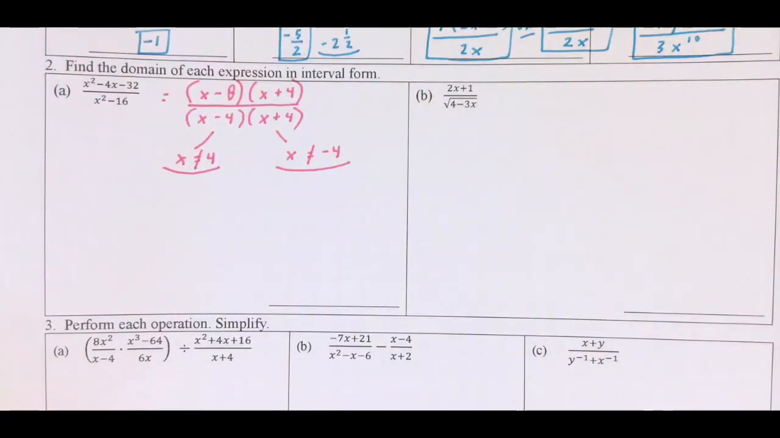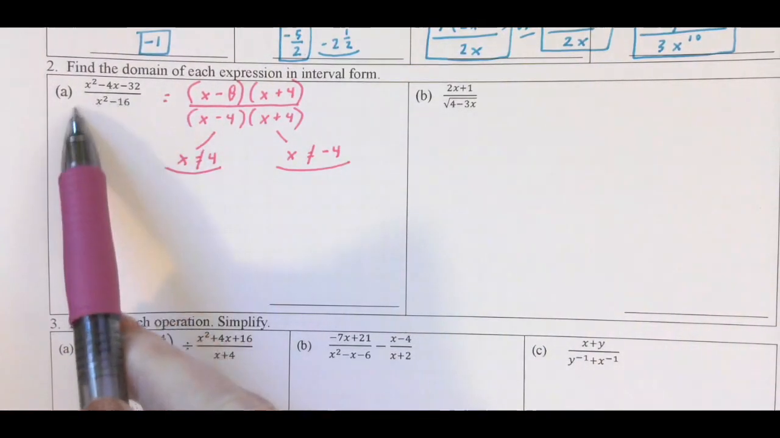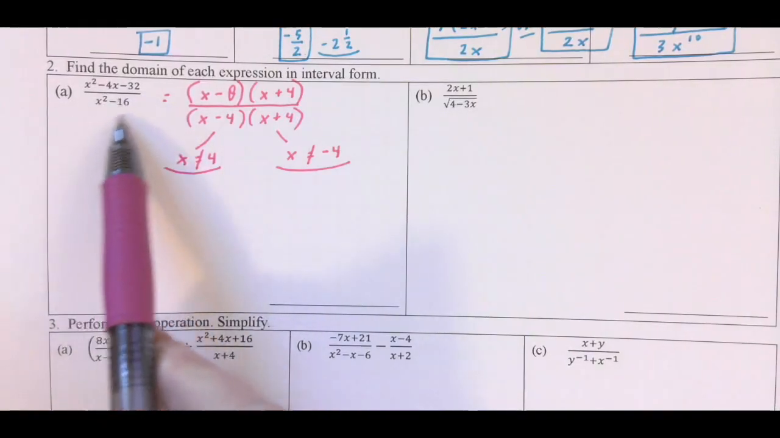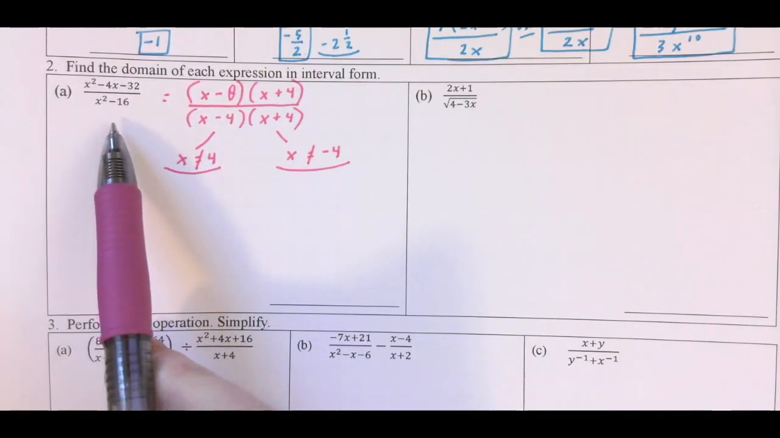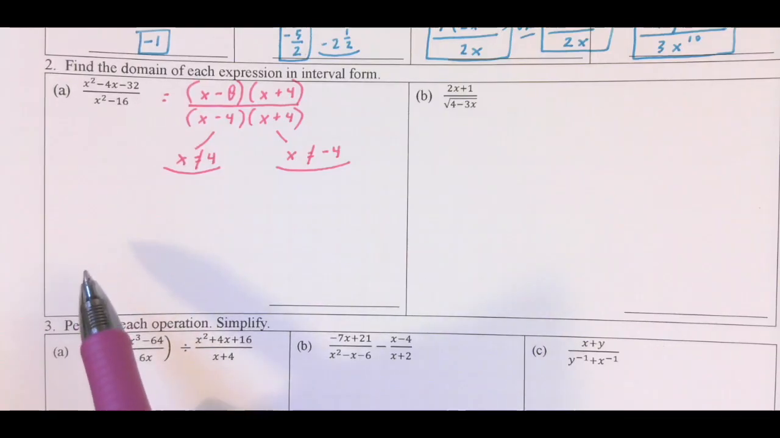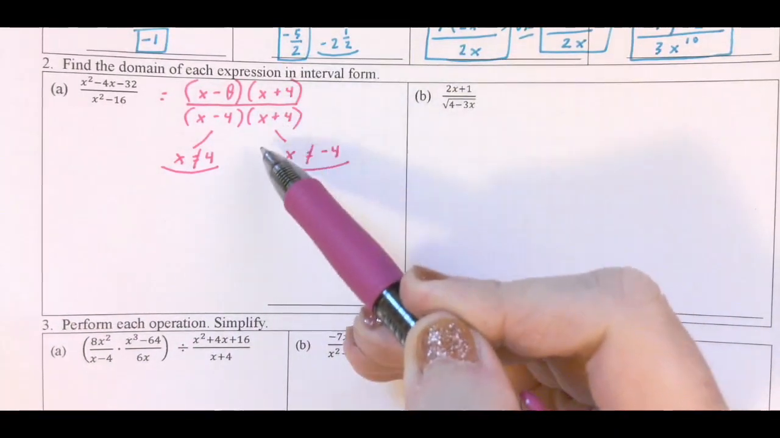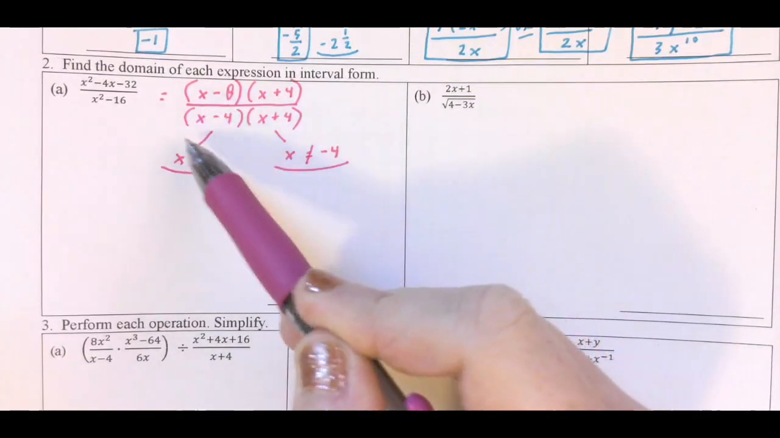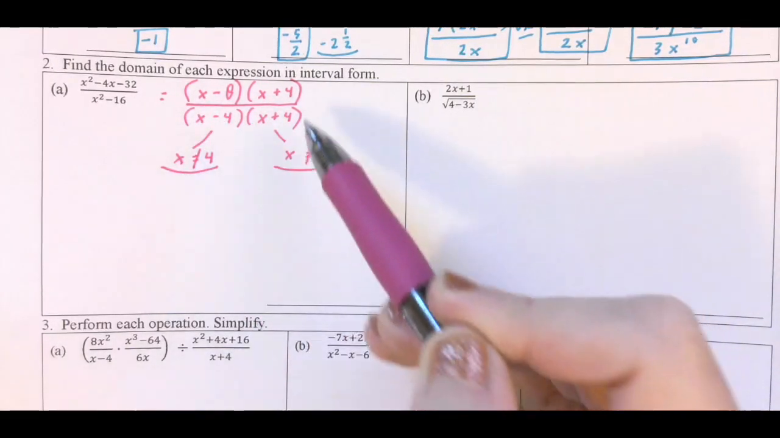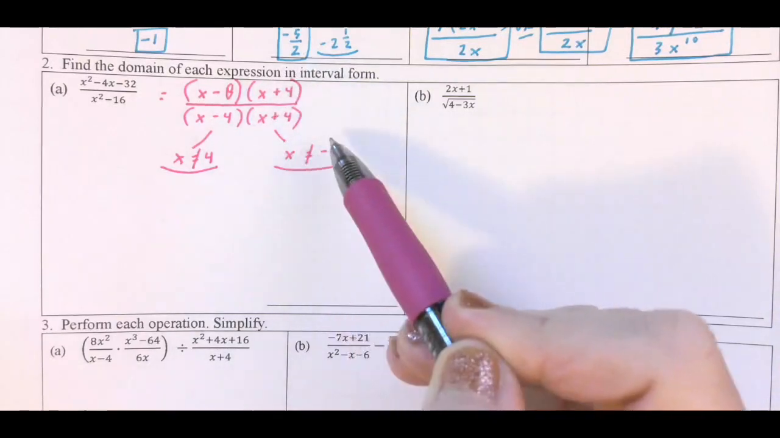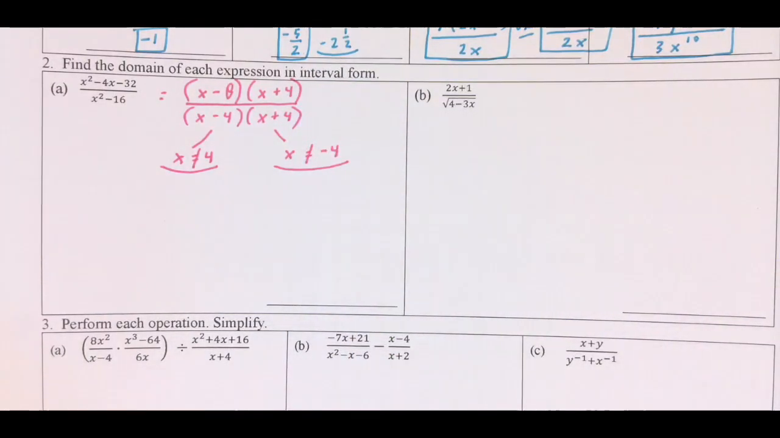Again, the domain restriction comes from how the problem started. I can't have any value for x that makes the bottom go to 0. That makes it undefined. Now, as we've learned how to graph these as functions, we know that this part would cancel out, which means that this would present as a vertical asymptote, and this would present as a hole. Again, both restrictions on the domain.